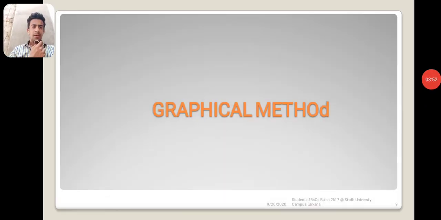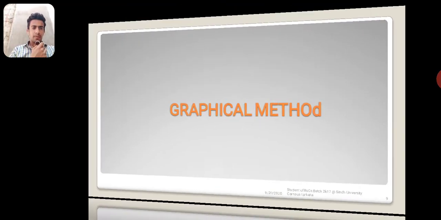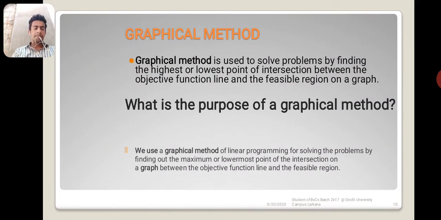Graphical method. The graphical method is used to solve problems by finding the highest or lowest point of intersection between the objective function line and the feasible region on a graph.